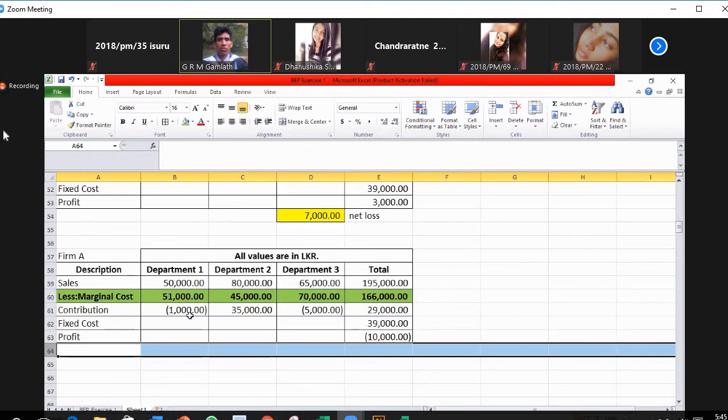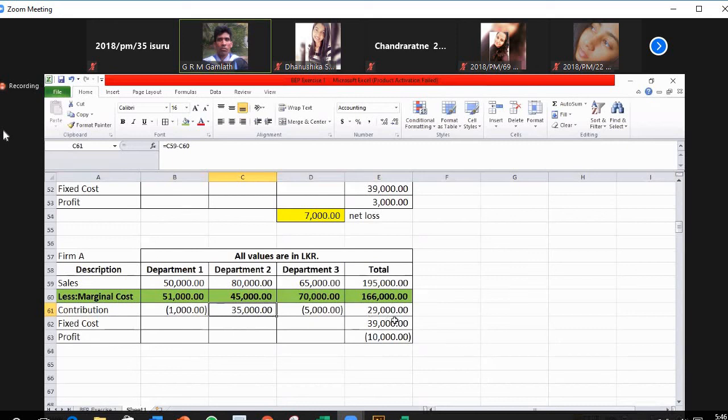Department one, 1,000. Department two, this is 35,000. But in here this is 70,000. So the fixed cost is the same, but ultimately a 10,000 loss is incurred, right? So how can we solve this problem? In here, how can we deal with this 10,000 loss?